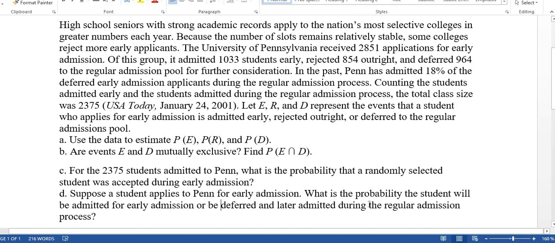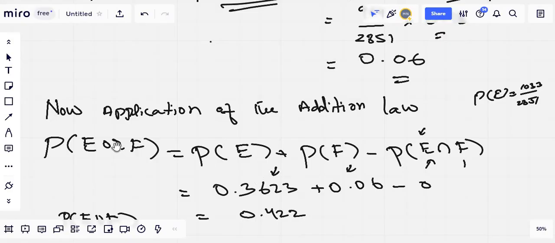So now our objective is to look at the question again first, and then we will see the answer. What is the probability that the student will be admitted for early admission? That is basically E, or a union, and then deferred and later admitted, the event we have already generated, which is called F. This whole event is called F, this event is called E, and in between we have OR. So it can be written this way: E or F.